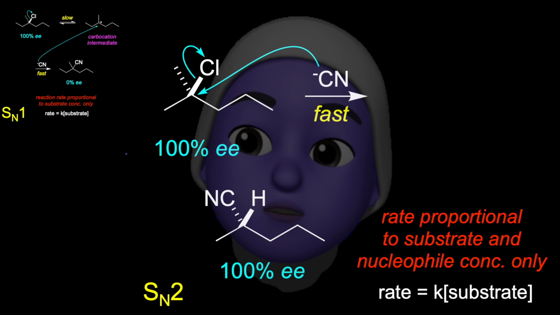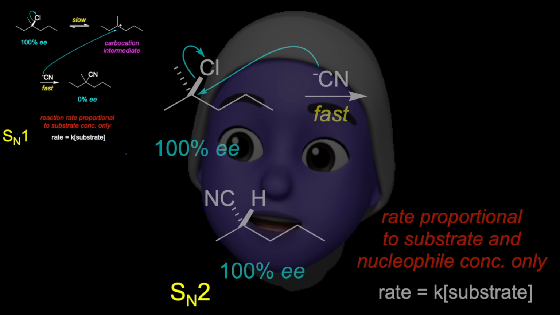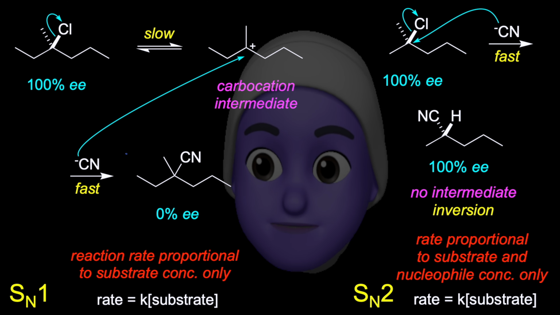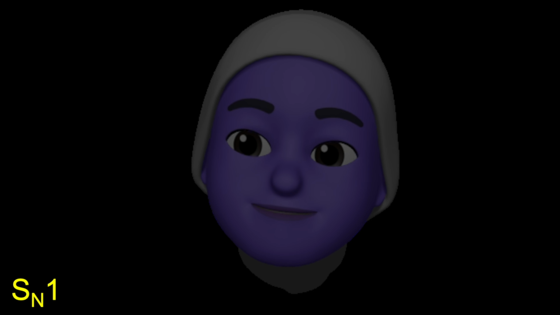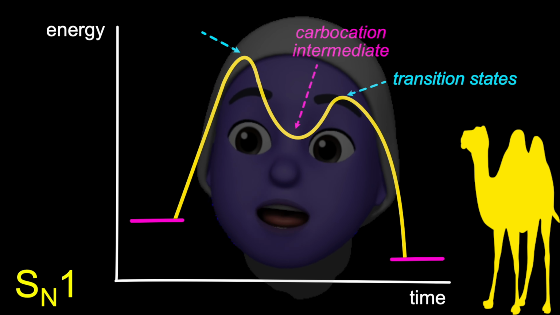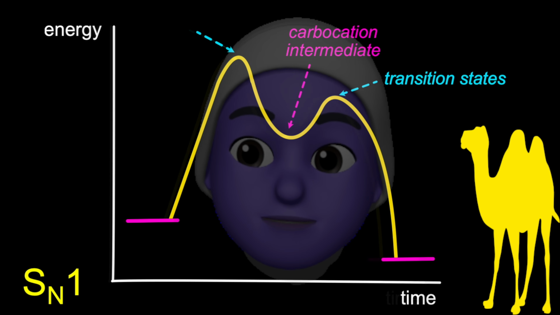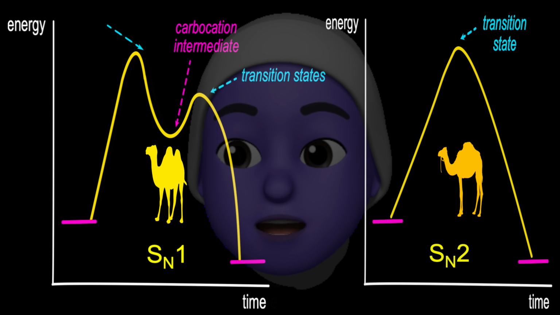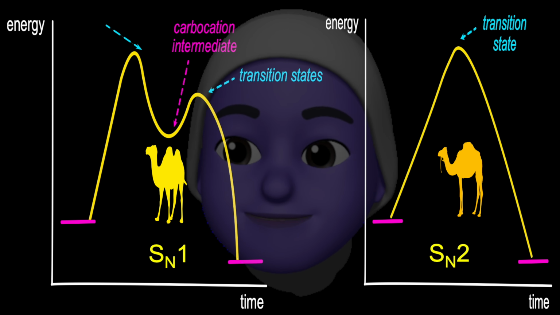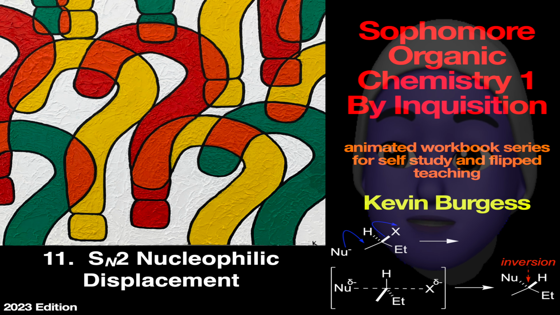Stereochemistries in SN2 are inverted without loss of enantiomeric excess. Reaction profiles for SN1 are two humped camels with two transition states and one intermediate. SN2 profiles have only one hump for the single transition state. These are the important things you need to know about nucleophilic substitutions.